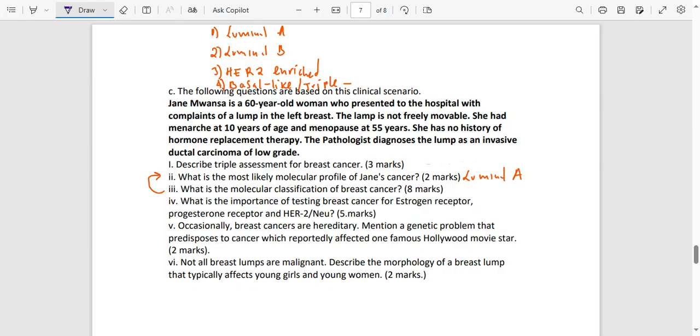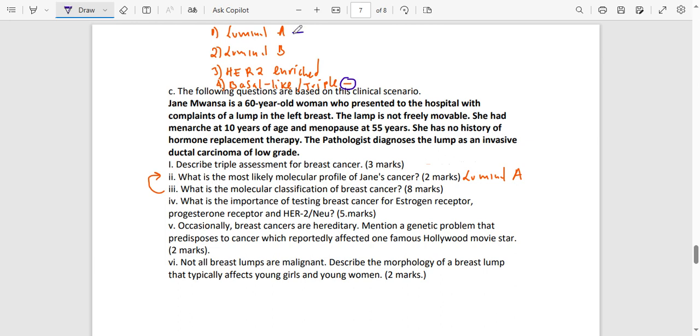All right. Thank you so much. Hope we have gotten that. Just so that we can see on the screen: luminal A, luminal B, HER2 enriched, and basal-like, also known as triple negative. What you are looking at are the hormones.